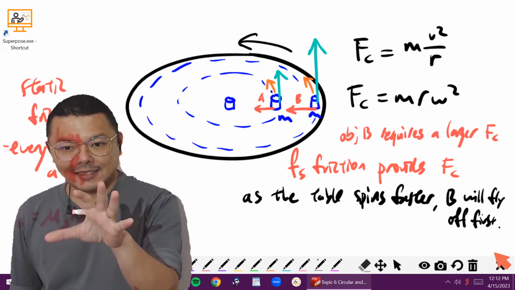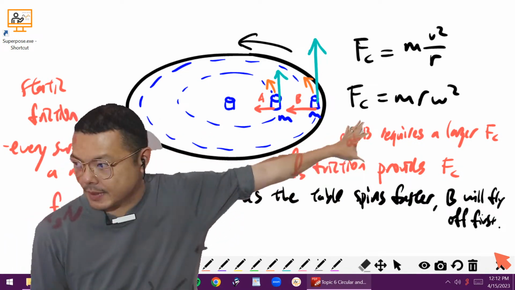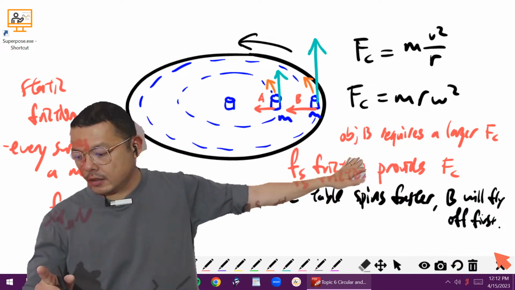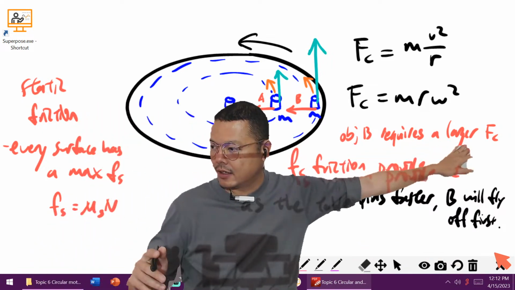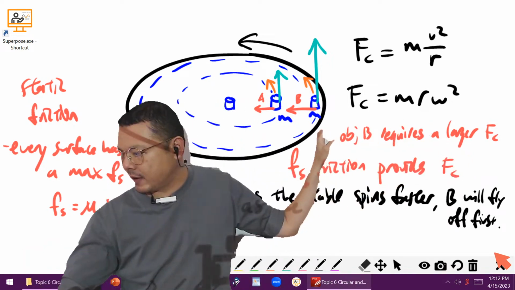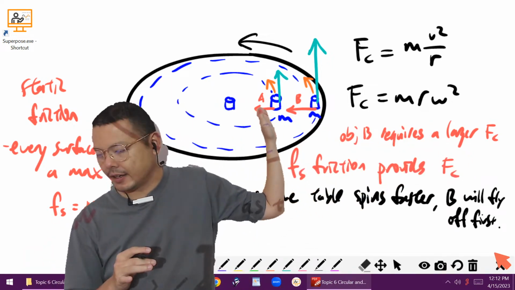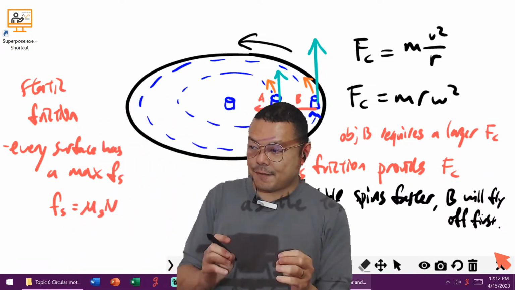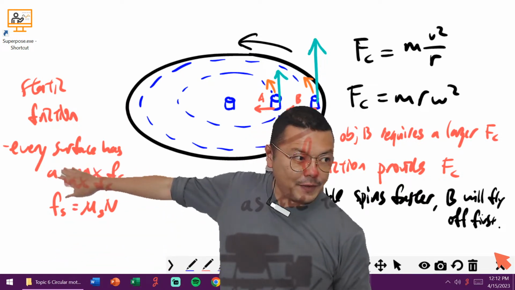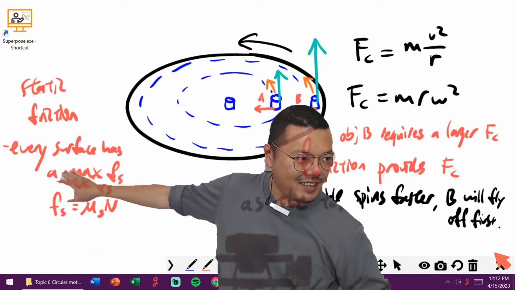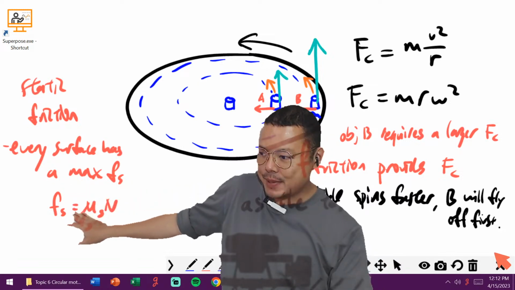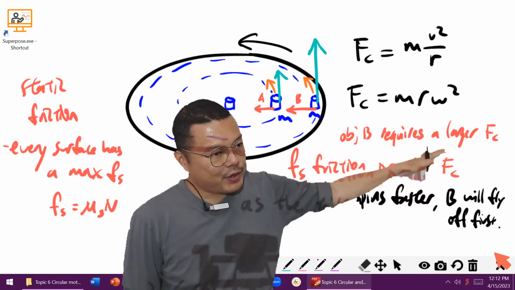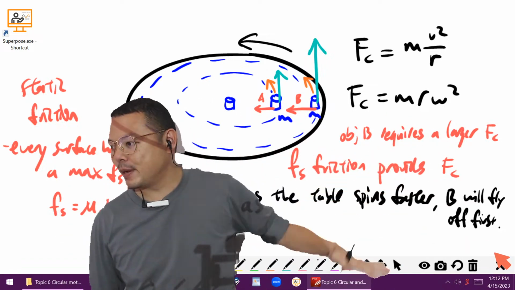Okay, and the answer is based on all the statements I've said before. B will fly off first because object B requires a larger FC at any time, at any speed, right? B will always require a larger centripetal force than A. If the surface cannot provide more static friction, then B will fly off first, because if you don't have enough static friction, then B will not get enough centripetal force, then B will fly off first.